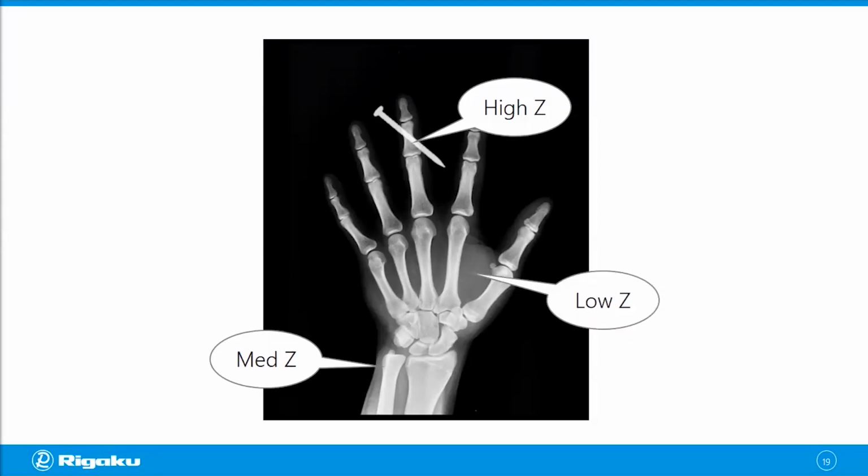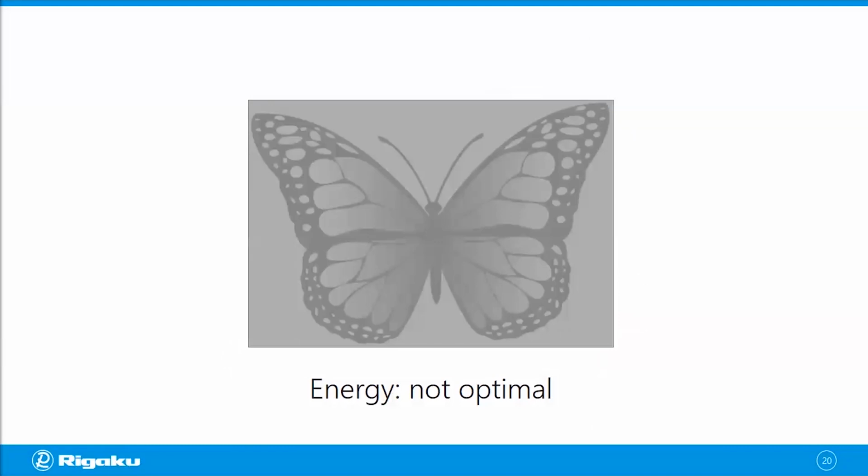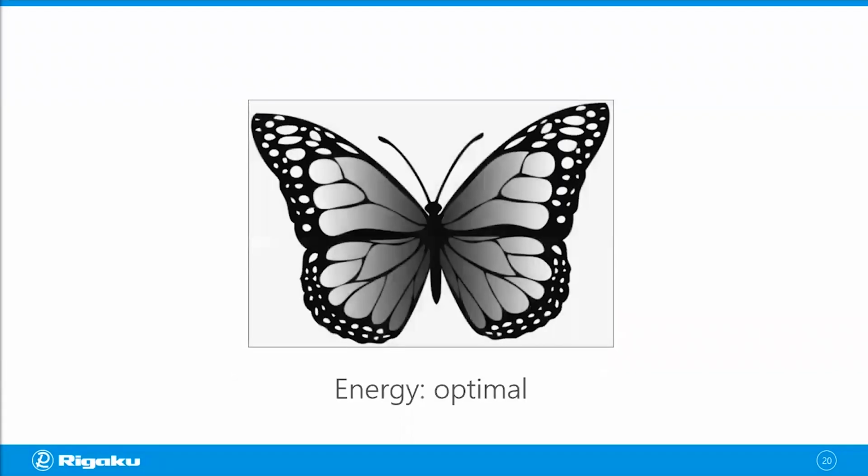Medical X-rays, or more importantly, the energy of X-rays they use, is optimized to see the details in the bones, medium Z. That means that energy is not necessarily optimized to look at the low Z tissues or the high Z nail. So one of the keys to note is when the X-ray energy is not optimal for the sample you're looking at, you don't get good contrast. If you optimize the energy, then you can create good contrast and see a lot of details in the sample.